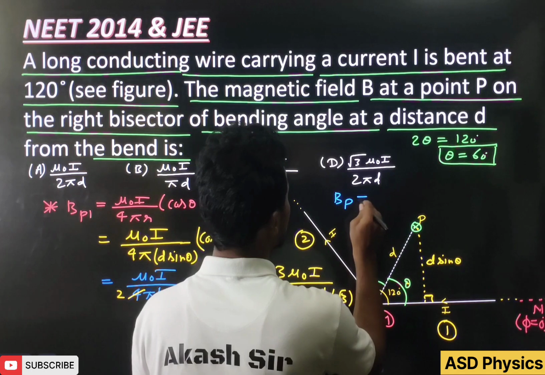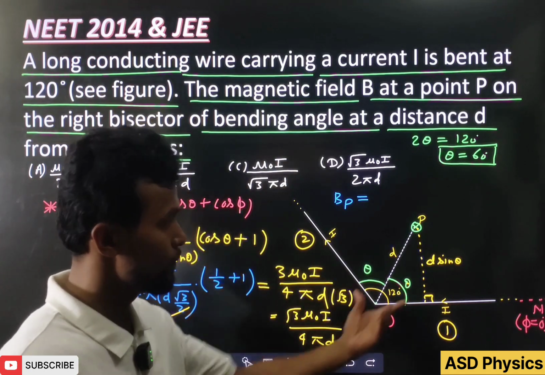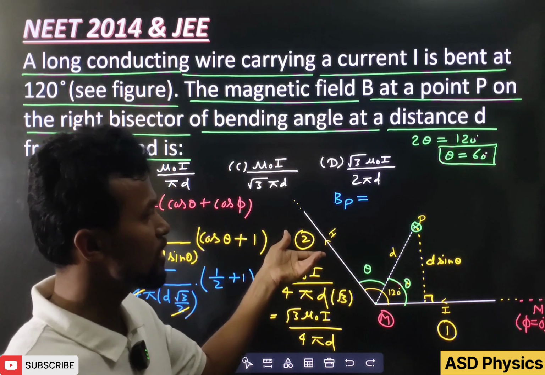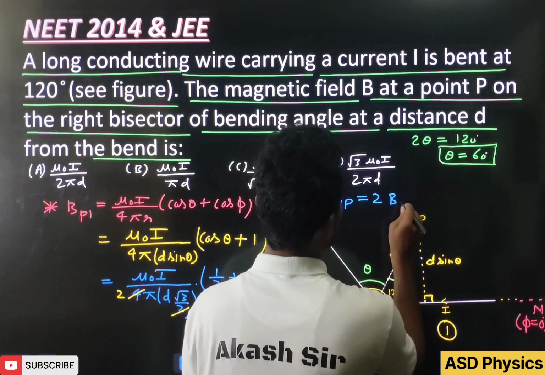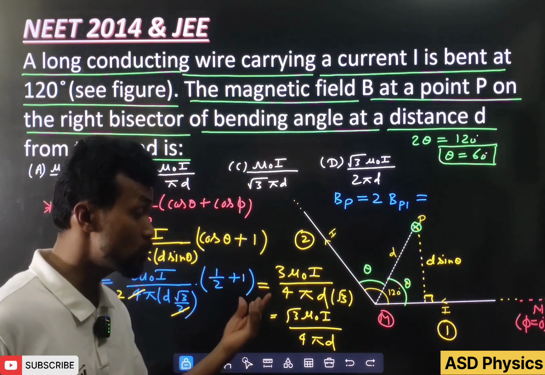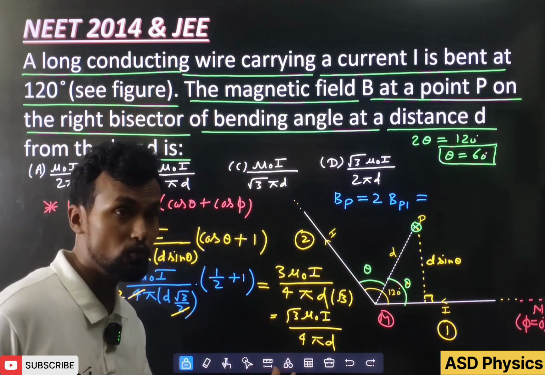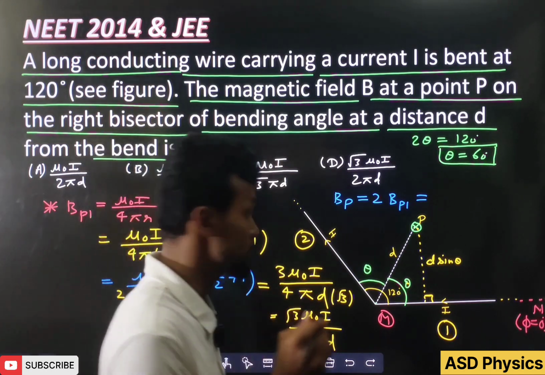If I write here the resultant magnetic field at point P, it will be BP1 plus BP2. BP1 is also the same, BP2 also by symmetry will be the same. So what will this become here? Due to two sections, it will become 2 times BP1, so 2 times root 3 mu naught I by 4 pi d. 2 by 4 means 1 by 2, is it?